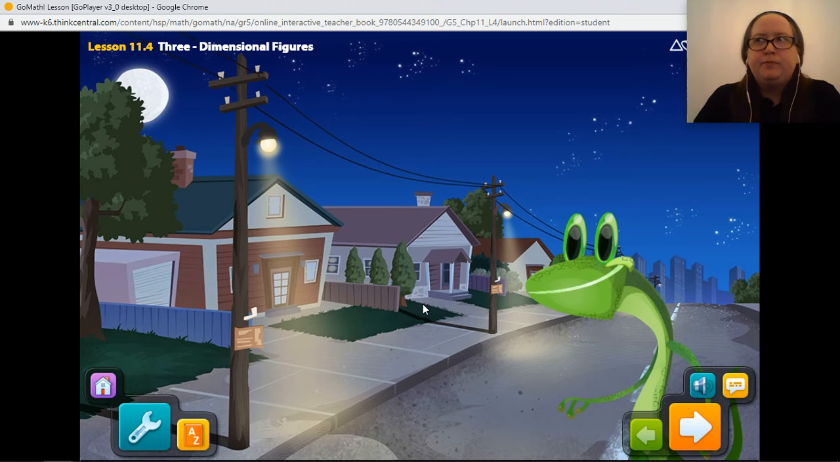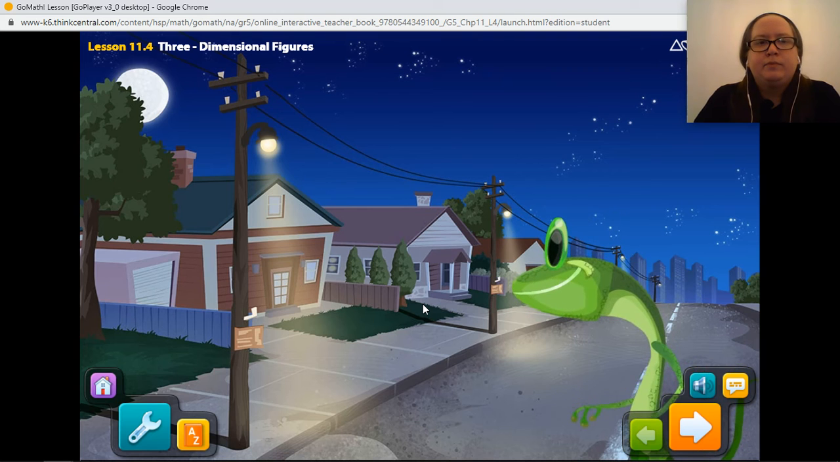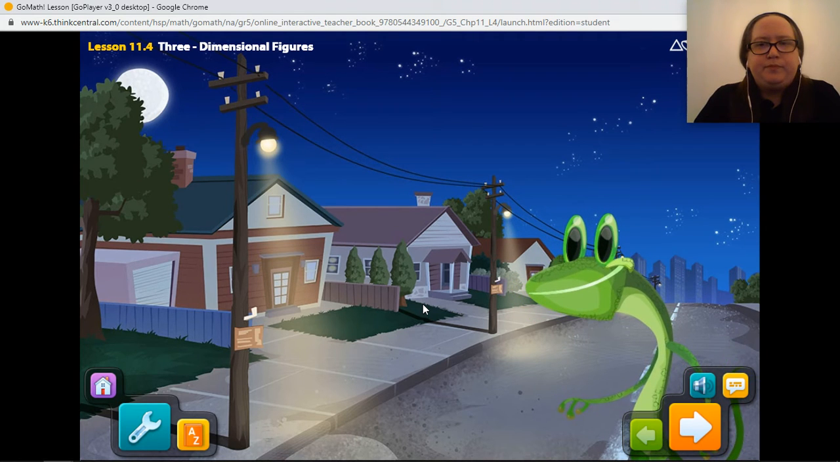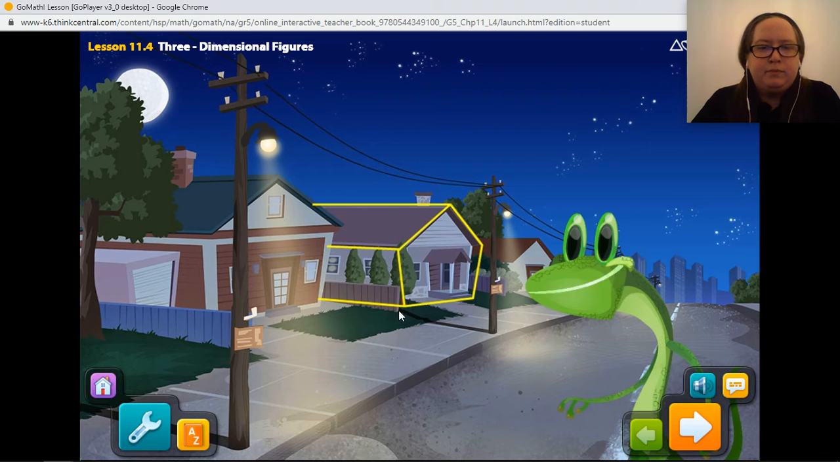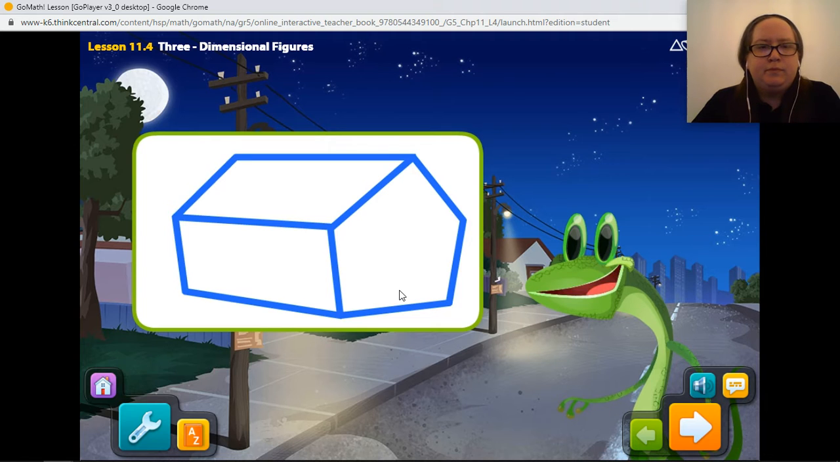Hello! What a great night! I've been walking around the neighborhood enjoying the great weather and the stars in the sky. But you know what else I've been noticing? I've been noticing all kinds of three-dimensional figures all around us. Just look at that house over there. That house looks like a three-dimensional figure, but I can't remember which one. Let's take a closer look. I know there is a name for that figure.